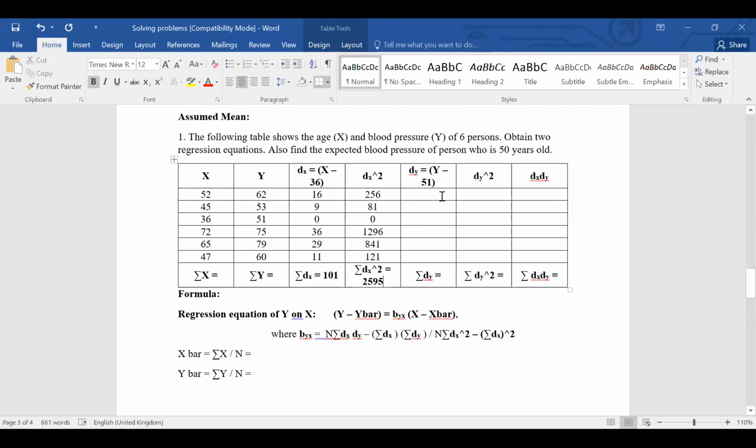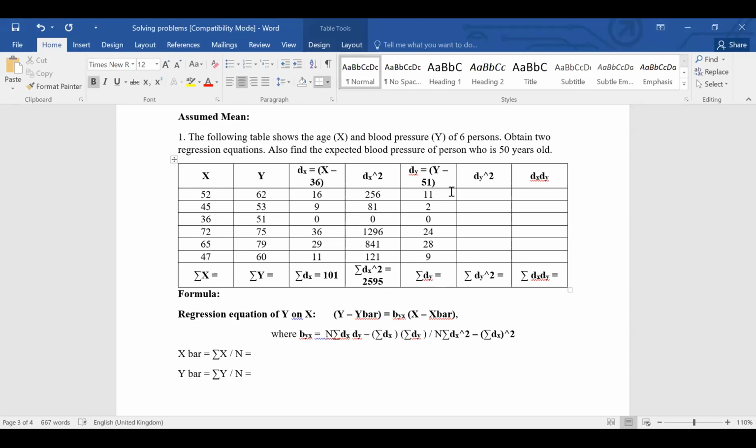Now we need to move on to the y variable. So how to calculate dy? Y minus A. Here A is assumed to be 51. So 61 minus 51, 10, right? Yes. Okay. 53 minus 51 will be 2. And 0. 75 minus 51, 24. And 28. 79 minus 51, 28. And 9. 60 minus 51, right? Yes, sir, it's 9. Okay, fine.